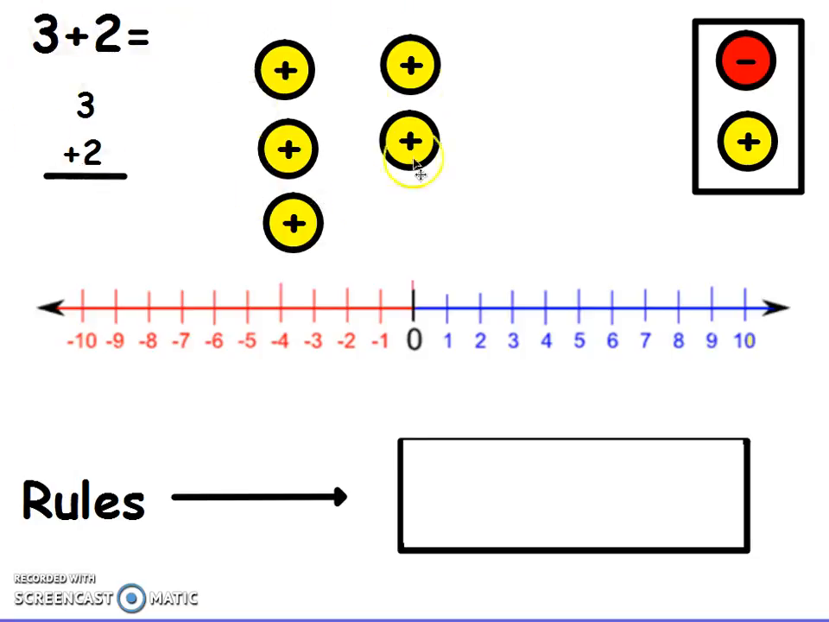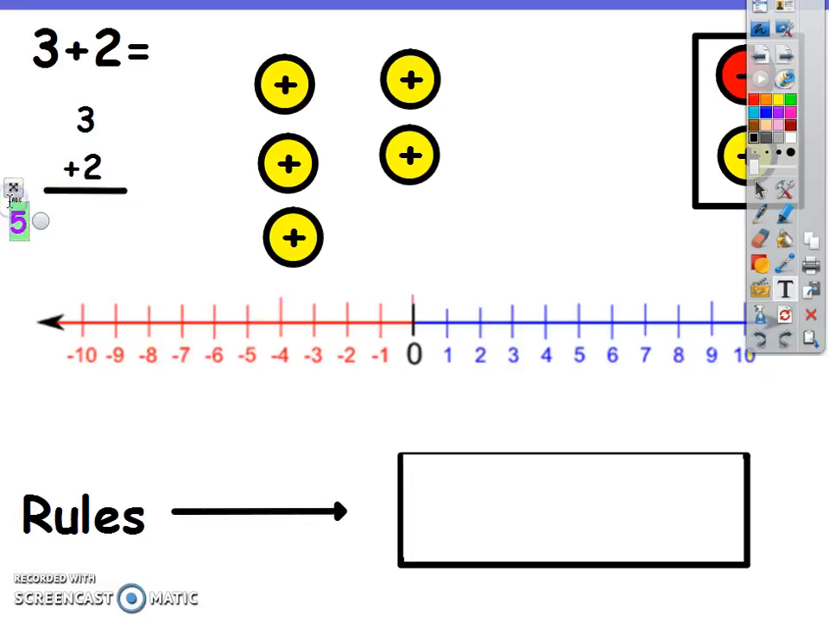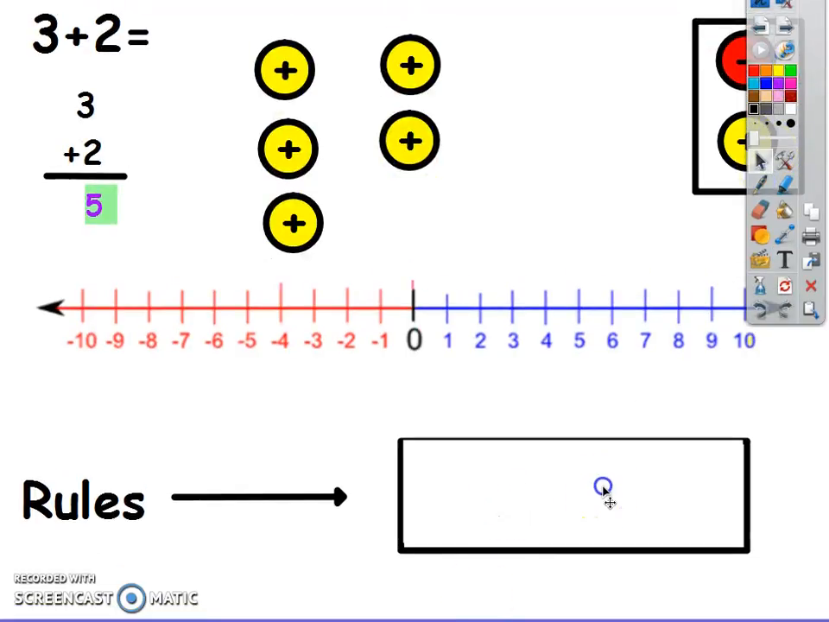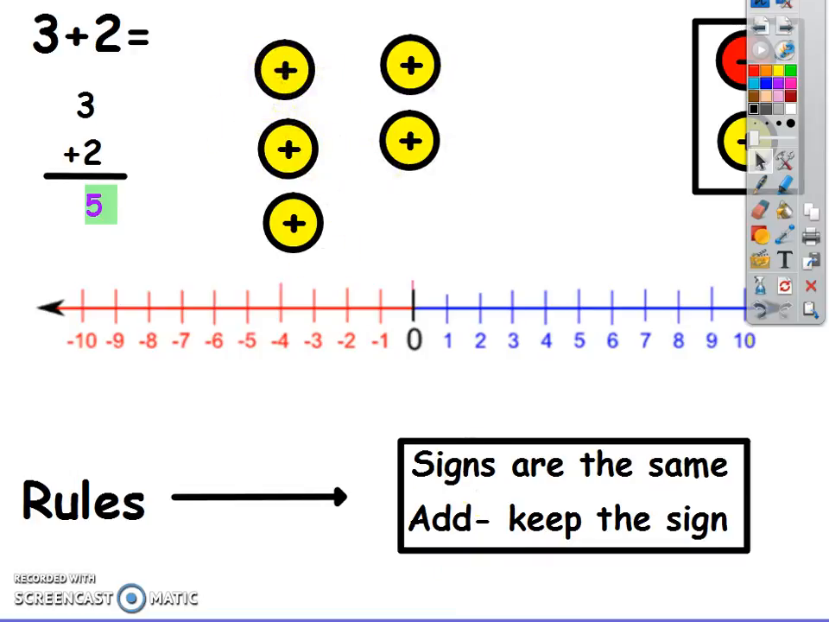So when I think about 3 plus 2, and I have my chips here, I noticed that I just added them up, and it was positive 5. So 3 plus 2 is 5. And if I count these, 1, 2, 3, 4, 5. Because the signs were the same, they were all positive, that means there's nothing to cancel out. So I can just add them and keep the sign. So I added, 3 plus 2 is 5, and they were all positive, so 5 stayed positive.